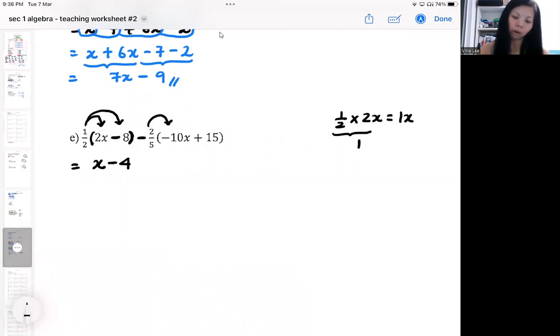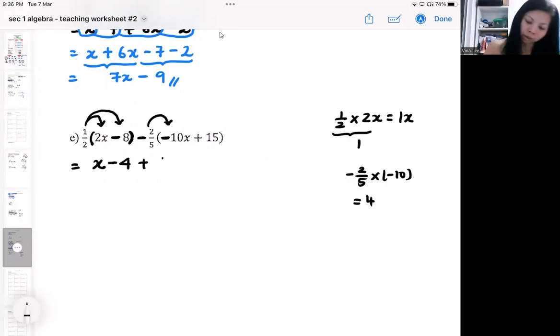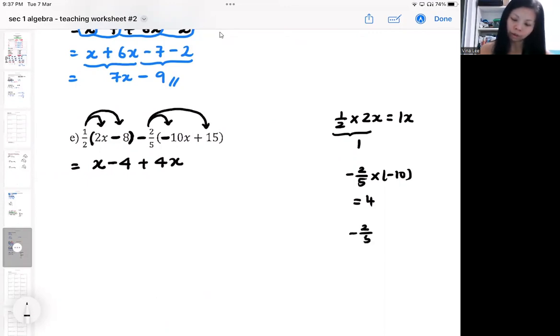So here you have a -2/5 times -10. You can just punch calculator. No need to try to do it mentally or anything. You are not expected to. So you get a nice 4. That means you actually get a positive 4x. You can only punch calculator for the coefficient. Then in the next one, you get a -2/5 times positive 15. Same thing, you punch calculator. You get a -6.